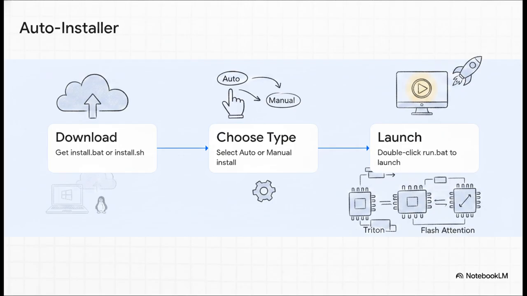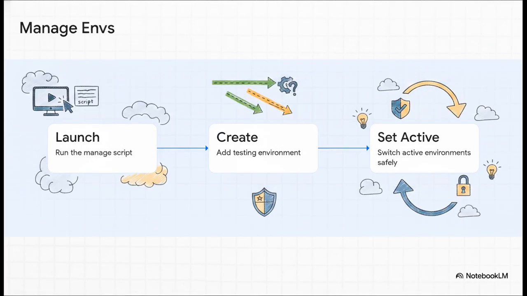Another massive lifesaver built into these scripts is the Sandbox Environment Manager. Let's say you have a setup working perfectly, but you kind of want to test a new update. You don't have to risk breaking your working app. You simply launch manage.bat, create a new testing environment, and set it as active. If the new update totally breaks something, no worries. You just open the manager again and switch your active environment back to your stable version. It takes literally all the fear out of updating.